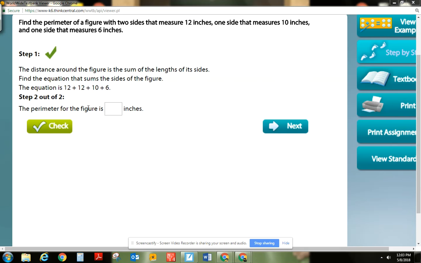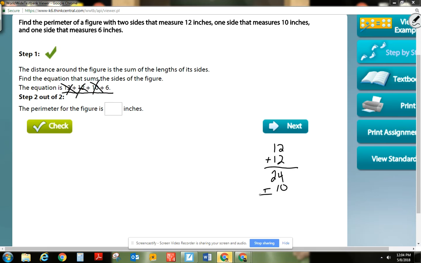So I'm going to have to put together 12 plus 12 plus 10 plus 6. This is not super easy to do, so I like to do it this way. I like to work up and down vertical. So I'm going to put the 12 and 12 together, and I get 24. Done and done. Now I need to add 10.